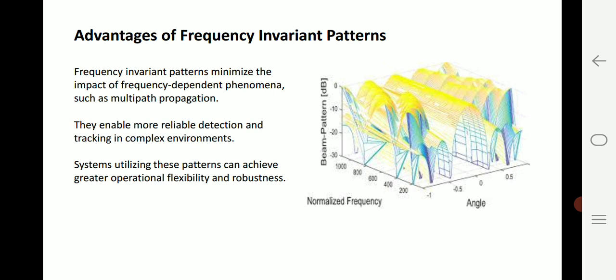There are advantages to using frequency invariant patterns. The first one: frequency invariant patterns minimize the impact of frequency dependent phenomena such as multipath propagation. They enable more reliable detection and tracking in complex environments. Systems utilizing these patterns can achieve greater operational flexibility and robustness.